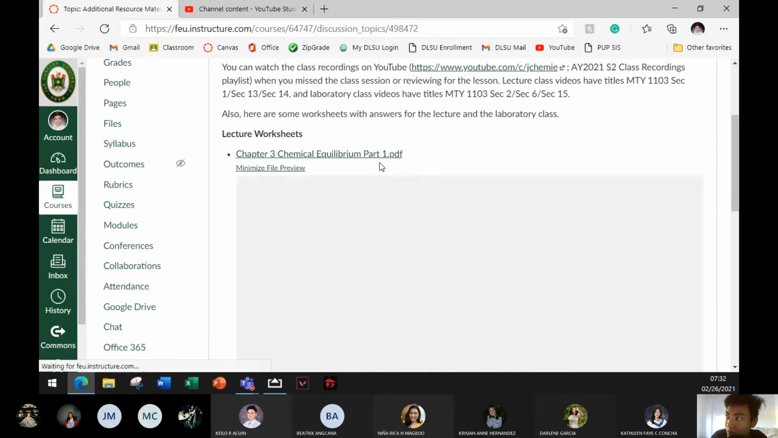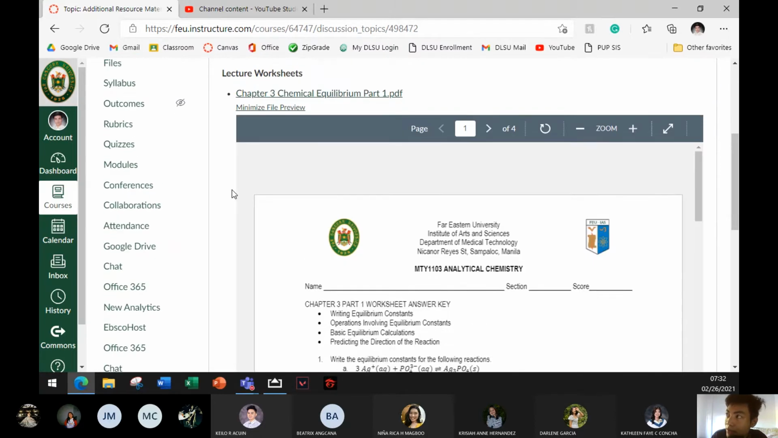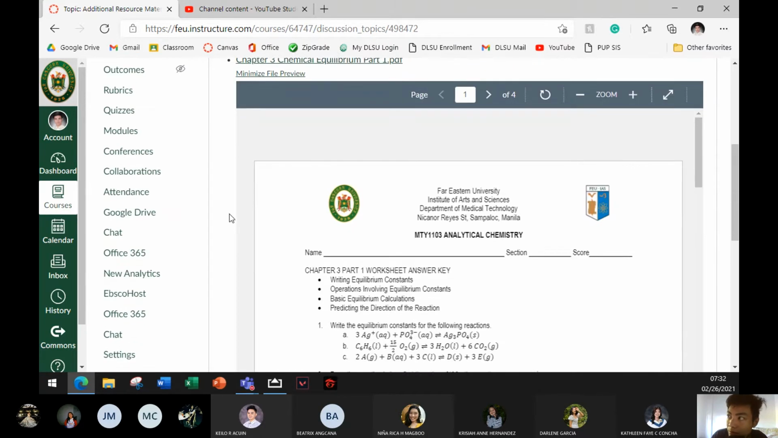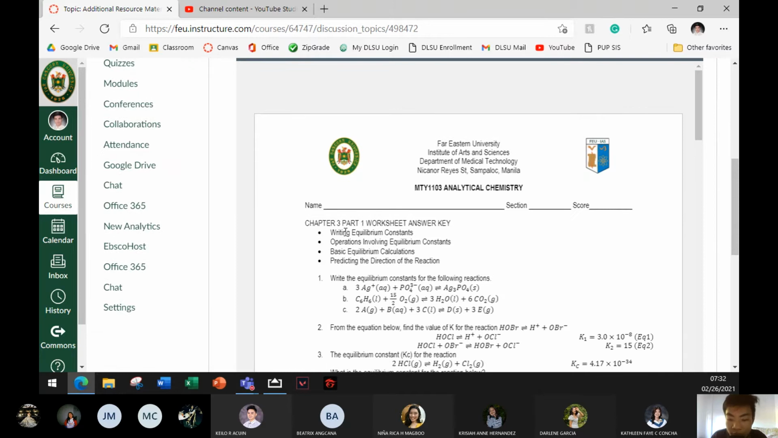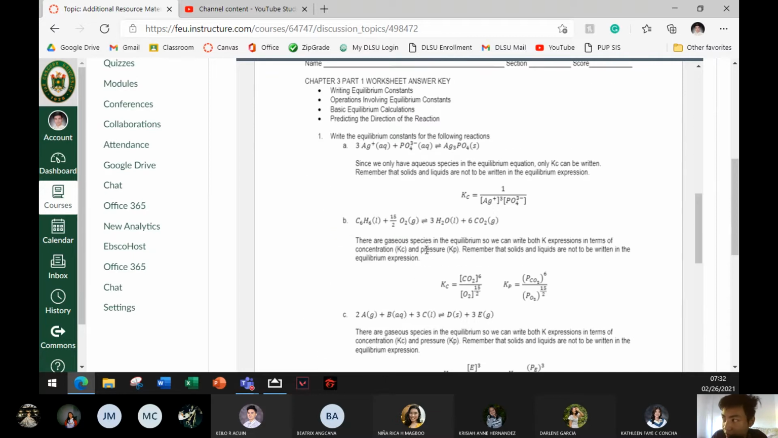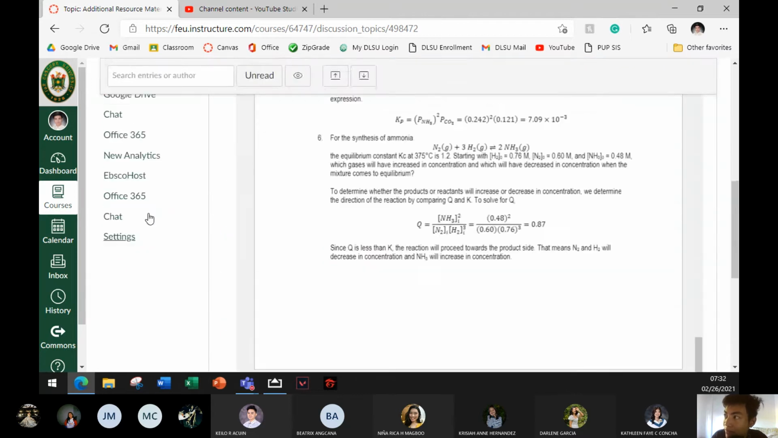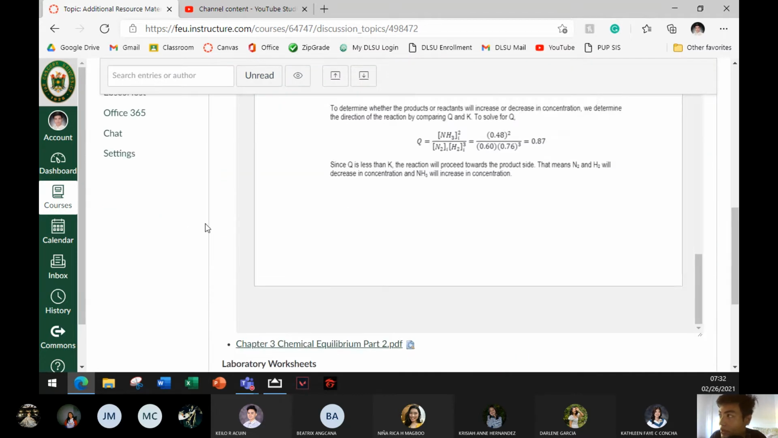Ito yung itsura nila. So this is how it looks like. For part 1, the topics are the following: writing equilibrium constant, operations with equilibrium constant, and so forth. I have sets of questions here. I want you to answer those first, and once you're done, you can check your answers on the proceeding pages. That is how it looks like.